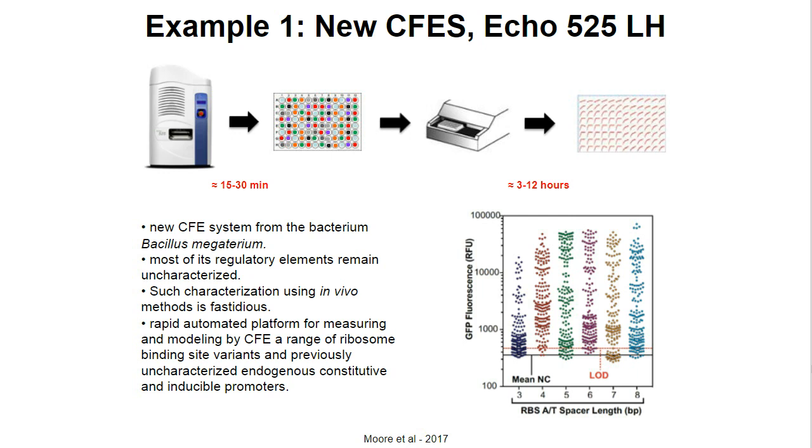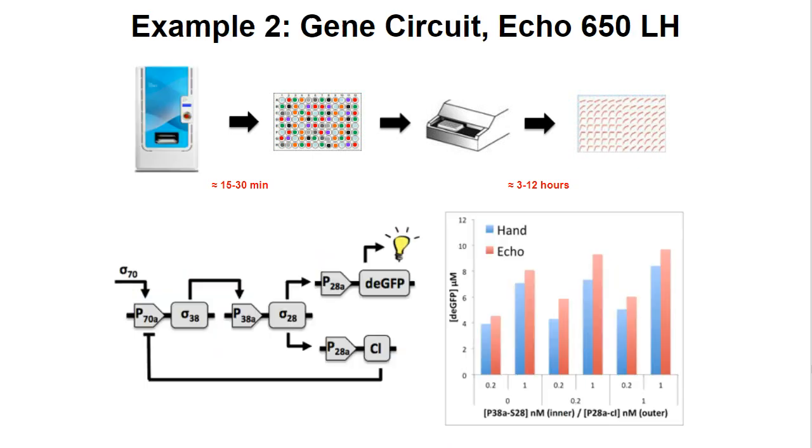And so the Echo really helped make the whole process faster. So this is how the Echo 525 can be used. Just one example. And here's an example of how we use Echo 650. 650 is the one that has 2.5 nanoliter droplets.